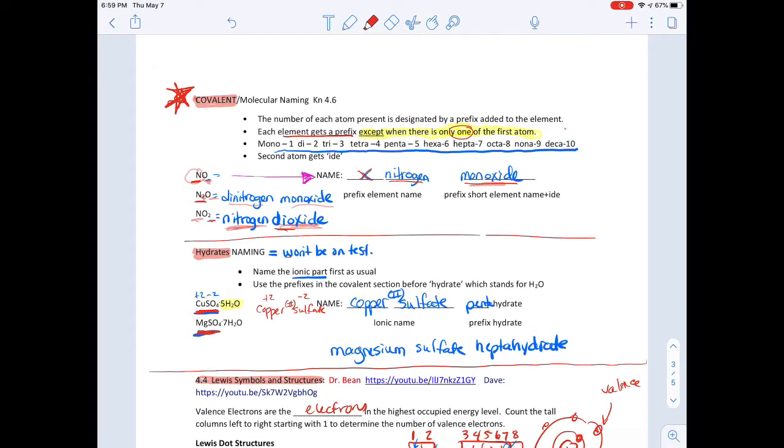Hydrates are not going to be on the test. You can read this. You can learn this. It was used in lab, and hopefully you understood the naming enough at that point.